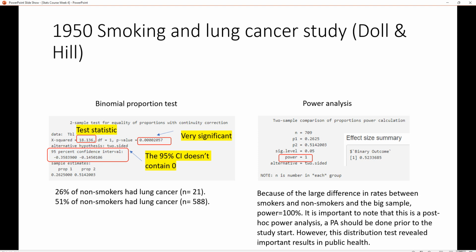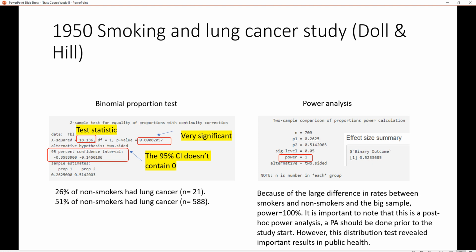And just to cover power analysis, I entered the rates of 0.2625 and 0.514 for the two groups, and I chose an alpha level, or a significance level, of 0.05, and I calculated the level of power, and that's 1, which indicates there's 100% power in this analysis. I also calculated an effect size, about 0.52, which is a medium effect size.